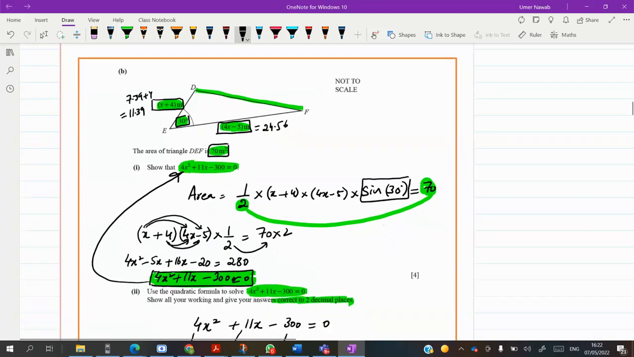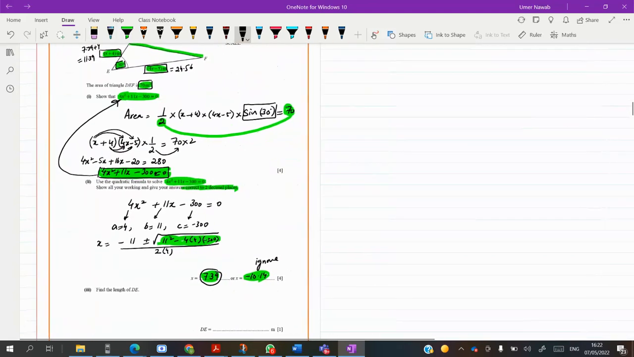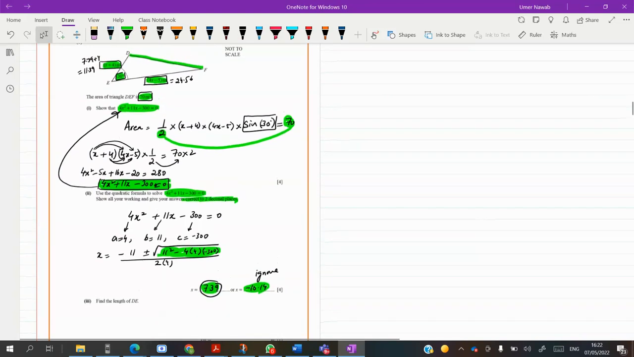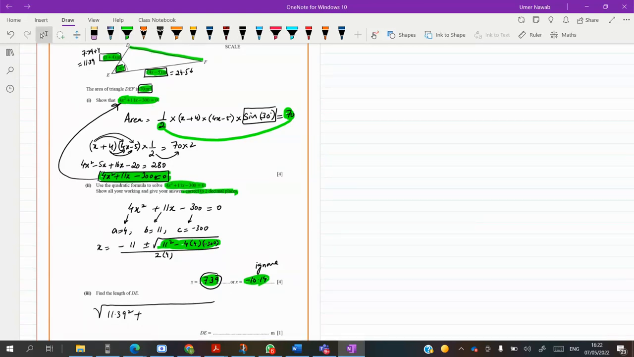I'm ready to use the cosine rule to put the sides. So I have 11.39 squared plus. No, he's not asking you DF. Sorry, guys. He's just asking you to find DE. That's why I was wondering. He gave just one mark, and why am I using the cosine rule again? So this is a simple question. X plus 4. In the place of x, I put 7.39 plus 4, which gives me 11.39.